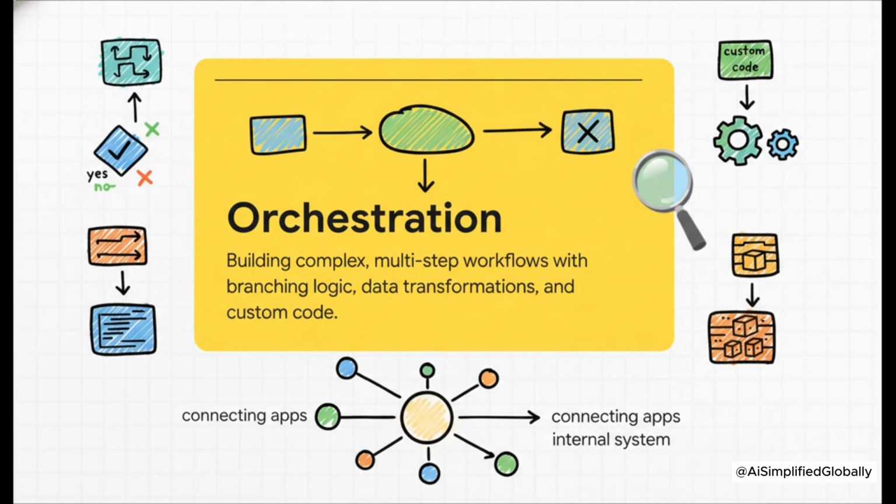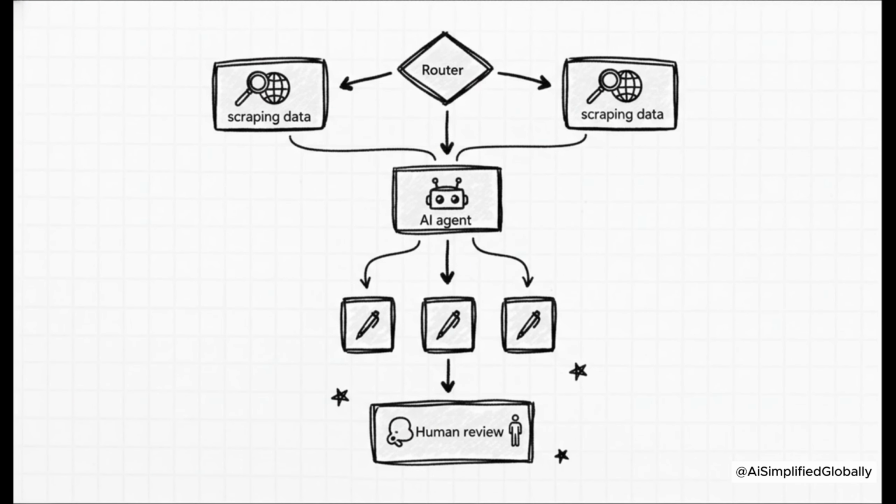So before we jump in, let's get on the same page about a key word here: orchestration. This isn't just connecting point A to point B. We're talking about building and managing a complex, multi-step process. Think branching logic, think transforming data, think custom code. You're not just linking apps anymore. You're basically building a custom internal system. And this is where n8n's visual node-based canvas is an absolute superpower.